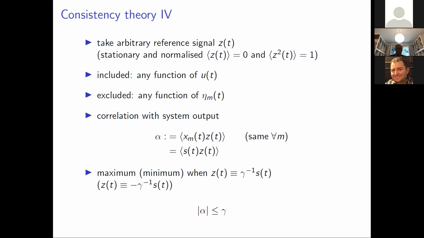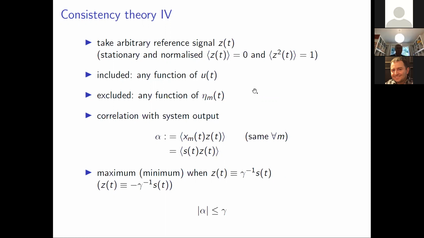Last part of this section is what else can we say about this? If we know the consistency correlation, this gamma here, we can say what happens, for instance, if we had an arbitrary reference signal, let's say z of t, also normalized according to the convention. It's not entirely arbitrary: what may be included is any function of the drive, but what is excluded is any function of the individual realizations. So that's how much arbitrariness is allowed.